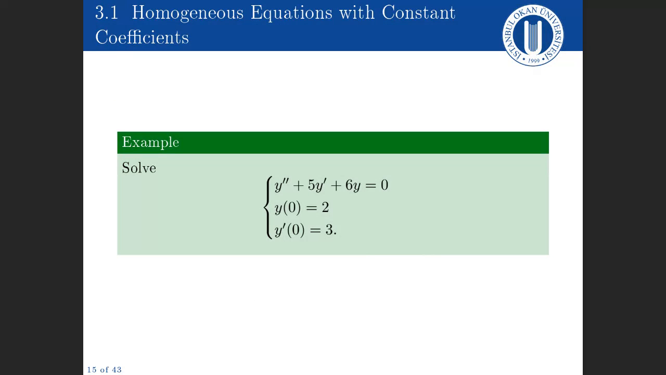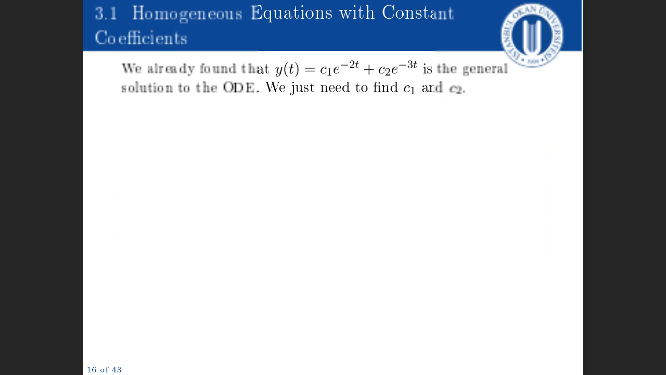Another initial value problem. Same differential equation we've just solved, but now with the initial conditions, y of 0 is equal to 2, y prime of 0 is equal to 3. We've already found the general solution to the differential equation. We just need to find the constants c1 and c2, which satisfy the initial conditions.